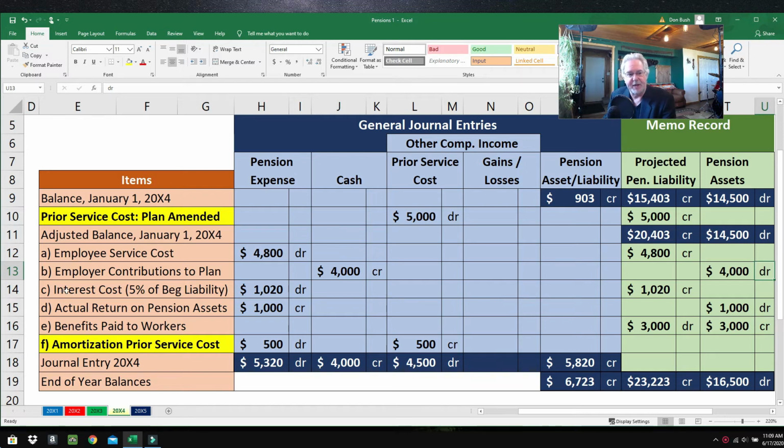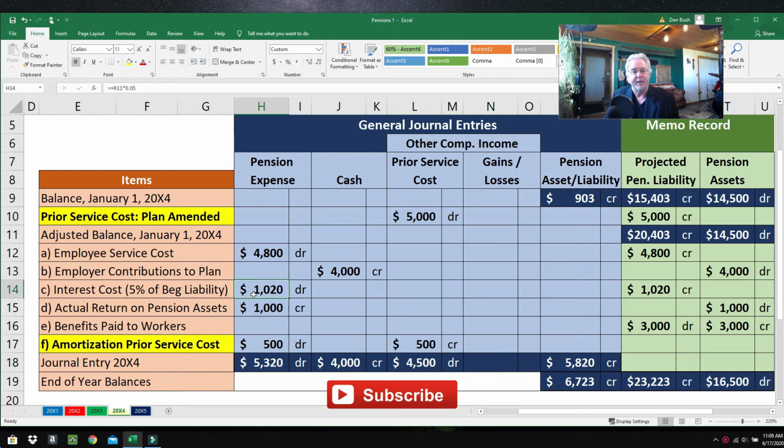Interest cost. Now we're using 5% of the beginning balance. Why 5%? It's just a nice round even number, but that percentage would have to be determined with the help of the actuary. So 5% of the beginning balance. So you might say, well, what beginning balance? Well, let's use this updated beginning balance here. So 5% of $20,403, and you get, rounded here, $1,020. So we debit pension expense for $1,020. We credit projected pension liability by $1,020 credit. By the way, you want to make sure that your horizontal lines always balance, with the exception of this one here and this top one. They don't have to balance horizontally.